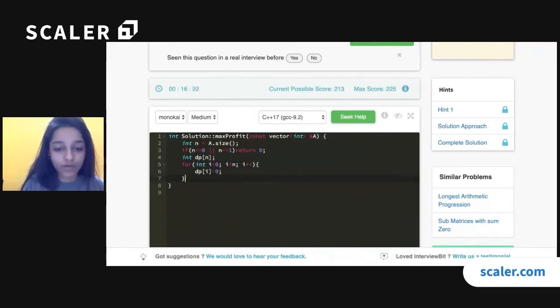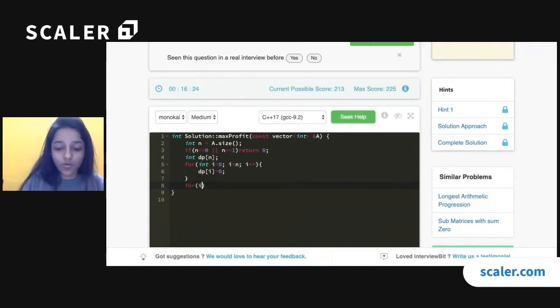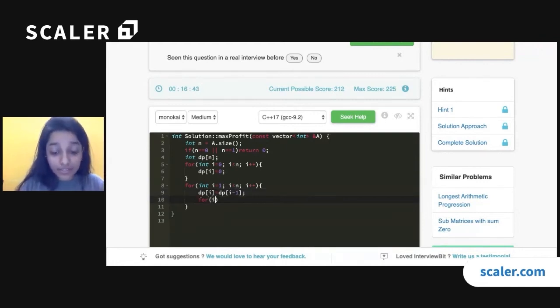Now moving forward, we are going to all the elements starting from index 1. We put dp of I equal to dp of I minus 1, that is when we are not selling the stock on day I. But when we are selling, we have to check when that stock was bought. So we will go from 0 all the way while j is less than I and j plus plus.